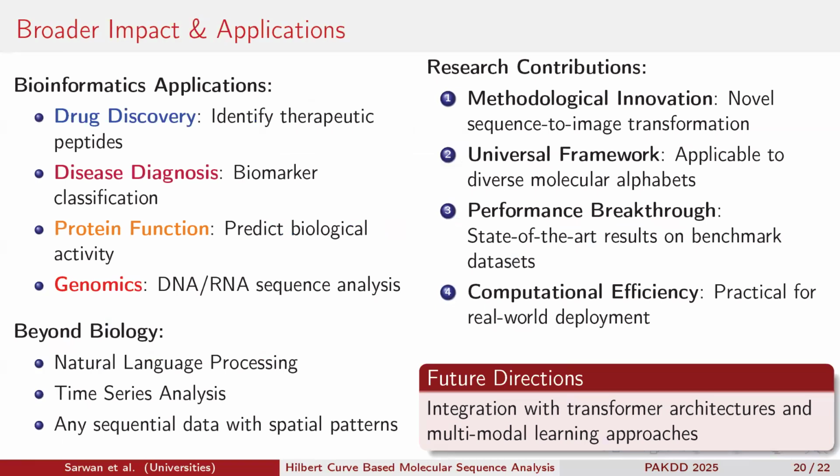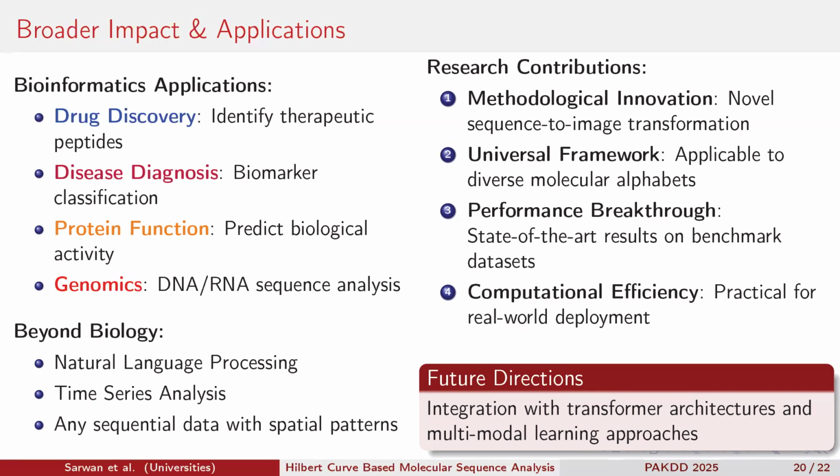The implications of this work extend far beyond our specific experiments in bioinformatics. This could revolutionize drug discovery by helping identify therapeutic peptides more accurately. For disease diagnosis, it enables better biomarker classification. In genomics, it provides a new way to analyze DNA and RNA sequences. But the impact goes beyond biology. Our method can be applied to natural language processing, time series, or any sequential data with spatial patterns. We have created a methodological innovation that bridges computer vision and bioinformatics with a universal framework applicable to diverse molecular alphabets.